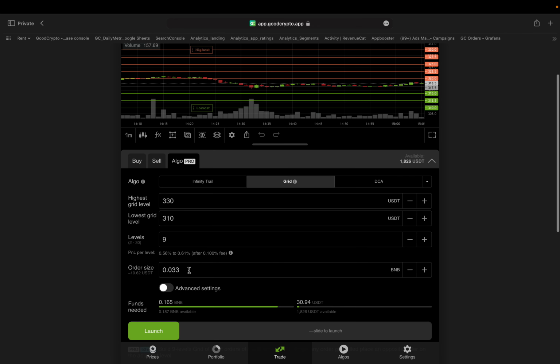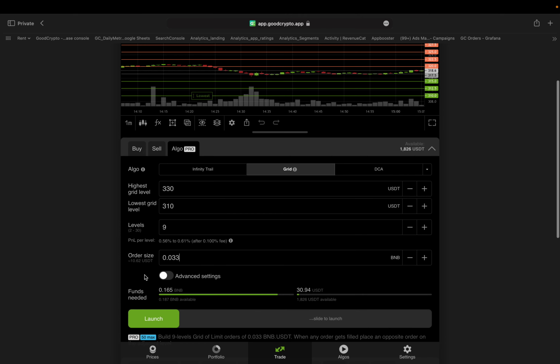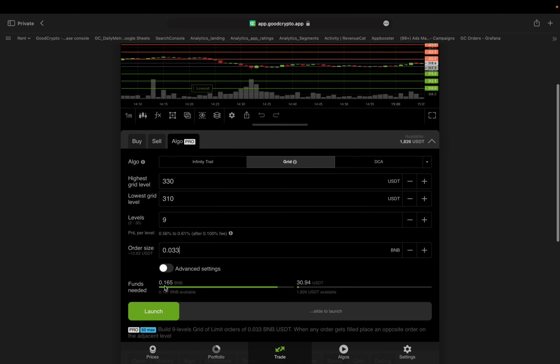Okay, so pretty self-explanatory, but let's skip the advanced setting for a moment now, and let's go to the next one, funds needed. So funds needed, that's something that obviously stayed empty when we didn't have the order size, because we knew the number of levels, but we didn't know the order size. Now we know the order size, right? So once we have the order size, the number of levels, and the location of those levels, the prices of those levels, then we're able to calculate the funds required for your grid to run.